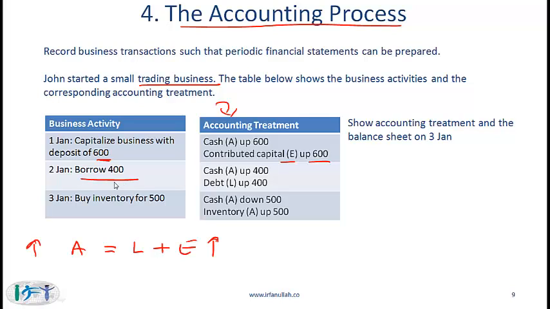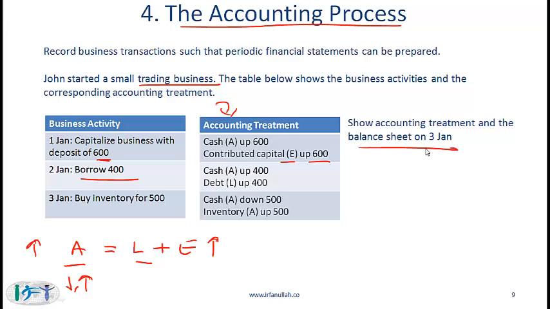Then John borrows 400. Here cash goes up by 400, which is an asset, and debt, which is a liability, goes up by 400. So again we have the accounting equation balancing. And then John buys inventory for 500. Here cash goes down and inventory, which is another asset, goes up. So again the accounting equation remains in balance.